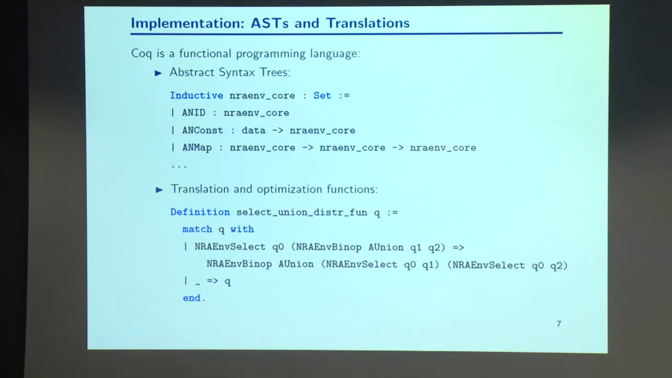Another key advantage of Coq is that it can be seen just as a functional programming language. Functional programming languages are great for writing compilers. We can define our abstract data types and our translation functions or optimization functions. Here is the example of the optimization that we saw on the previous slide, where we push a selection under a union. We just use pattern matching as we would in any functional programming language.